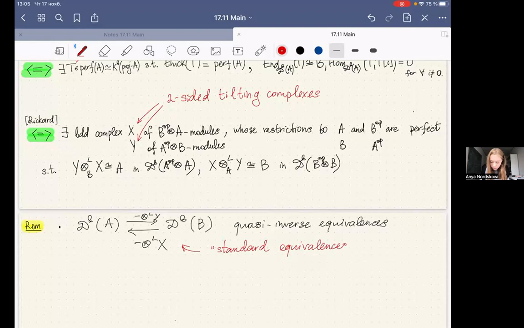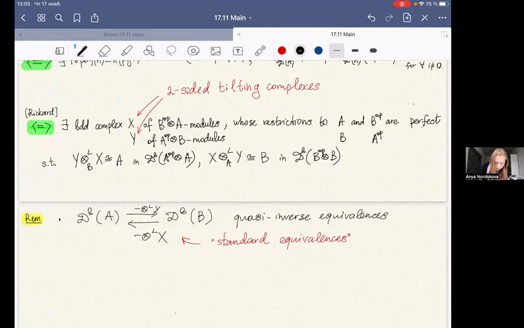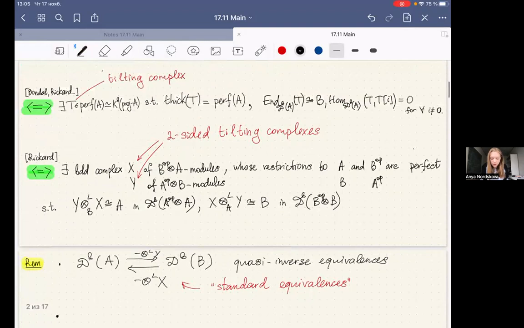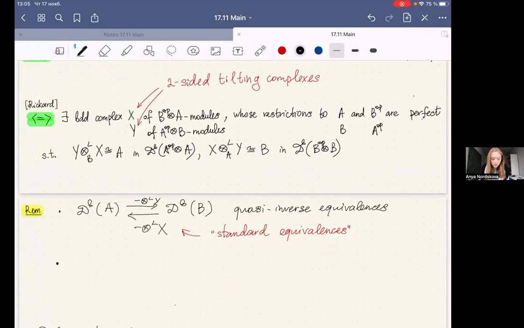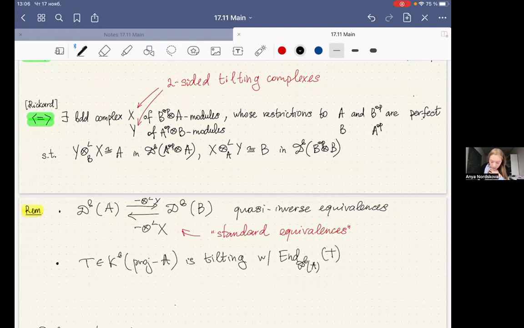Okay, another remark is that if you take a two-sided tilting complex and restrict it to one side, then you get a tilting complex as defined here. So restrictions of two-sided tilting complexes are tilting complexes. And the other way around, if you have a tilting complex T, so if T is tilting with its endomorphism algebra isomorphic to B, then it can be extended to a two-sided tilting complex.